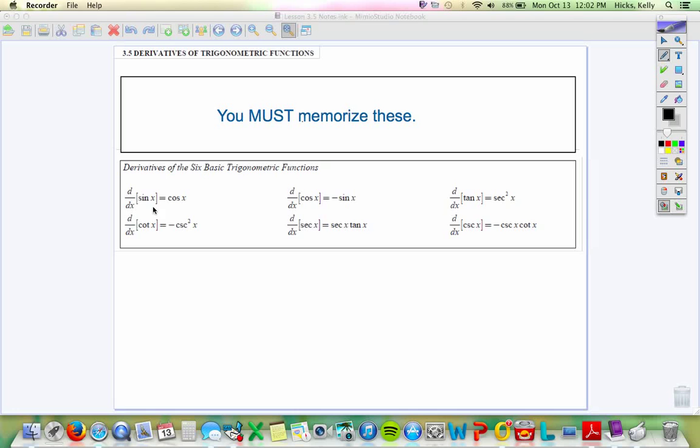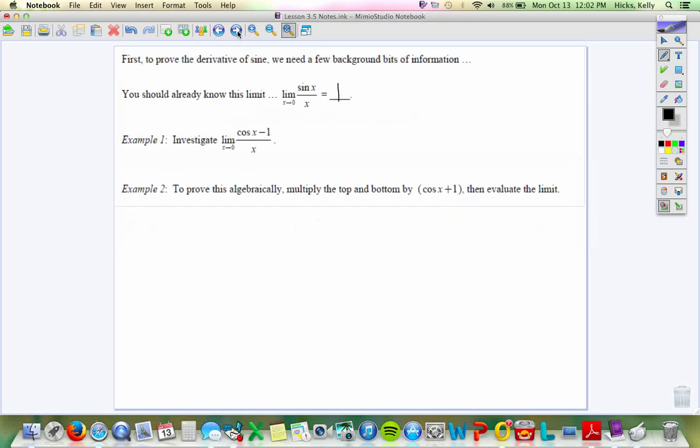You must know these. You must know that the derivative of sine is cosine. You must know that the derivative of cosine is negative sine. This needs to be something that you just can't forget, kind of like low d high minus high d low over low squared. All right, so let's look at the first one that we're going to talk about.